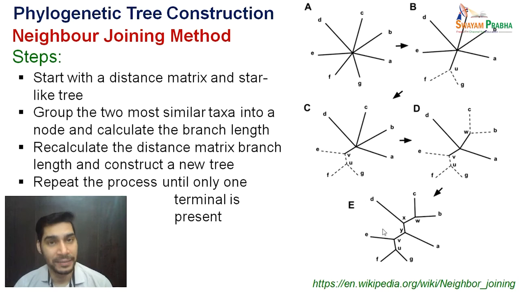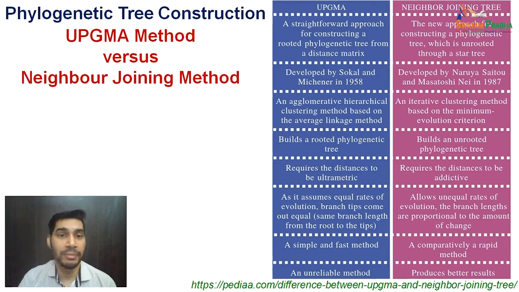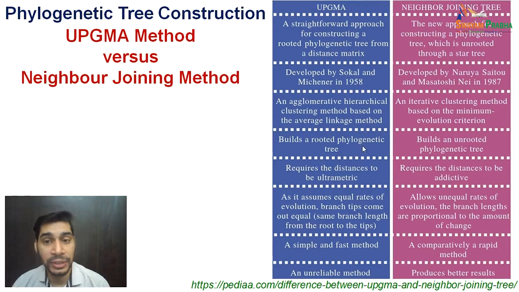Now, what are the differences between UPGMA and the neighbor joining method? UPGMA is a straightforward approach for constructing a rooted phylogenetic tree from a distance matrix, whereas neighbor joining is a more modern approach for phylogenetic tree construction, which is unrooted, through a star tree. UPGMA is an agglomerative hierarchical clustering method based on the average linkage method, whereas neighbor joining is an iterative clustering method based on the minimum evolution criterion. It builds a rooted tree in UPGMA, whereas it builds an unrooted tree in neighbor joining.